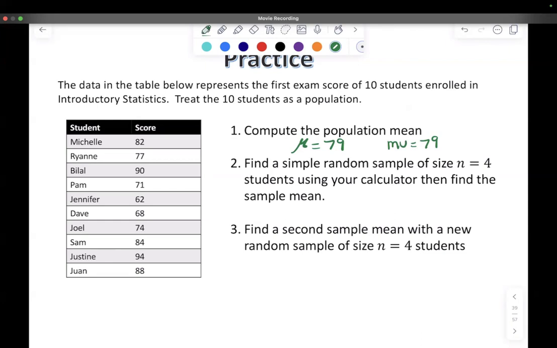Now, I'm only going to make you find one sample. Randomly get 4 numbers. Choose 4 of these. I would, in my calculator, do random, no repeat, 1 to 10, choose 4. You do what you need to do to get 4 random numbers, and then calculate a random sample. There are 10 of them, so you want to do 1 through 10.